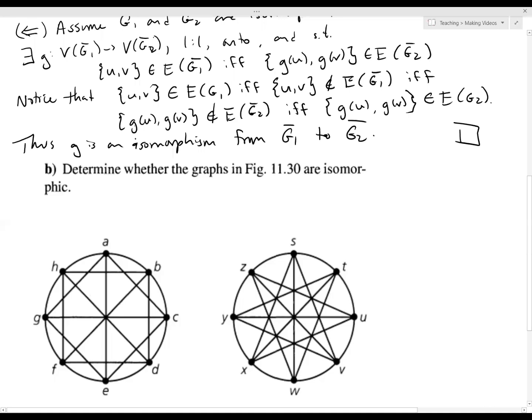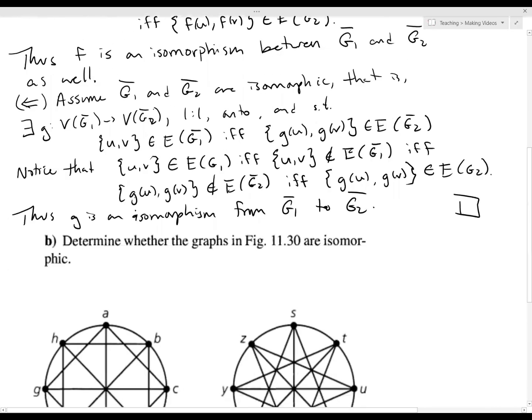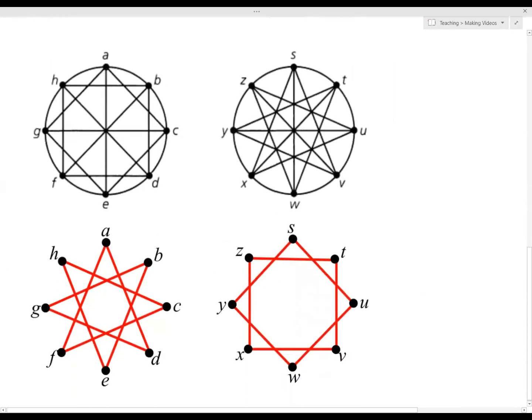Well, take a hint from the question. It's part B of this question. You're probably going to use part A, and of course you are. If G1 and G2 are loop-free graphs, prove that G1 and G2 are isomorphic if and only if their complements are isomorphic. So there's the trick. Look at the complements. So I went ahead and did that already. Here are the complements of the two graphs.